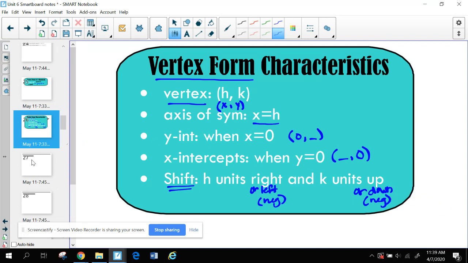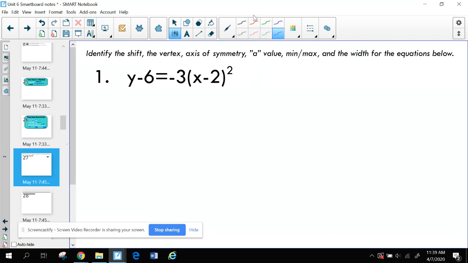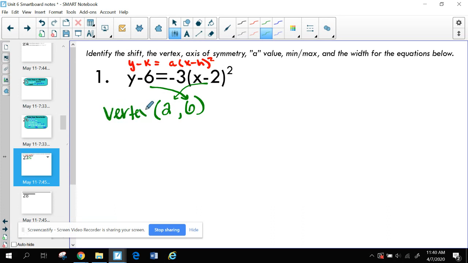Okay, so let's take a look. If I give you this equation, I'm just going to write our general form above it. So this is really y minus k equals a times x minus h squared. We're just going to match things up. So notice that the original is subtraction, and so is this. That means your k value is really positive 6. Notice this is subtraction, still subtraction, so your h value is really positive 2. So if I pull out that information, that gives me my vertex.